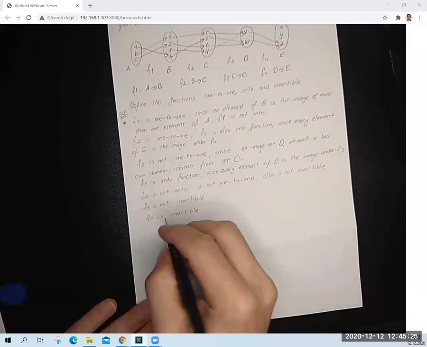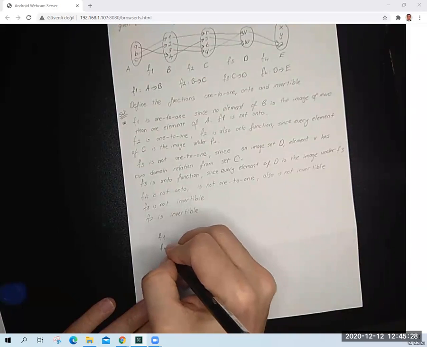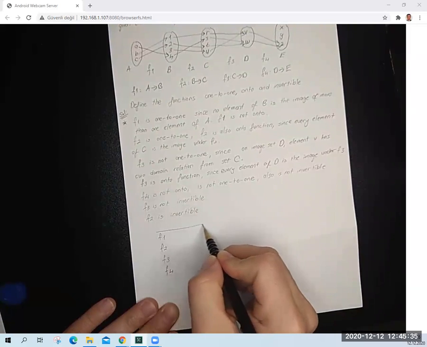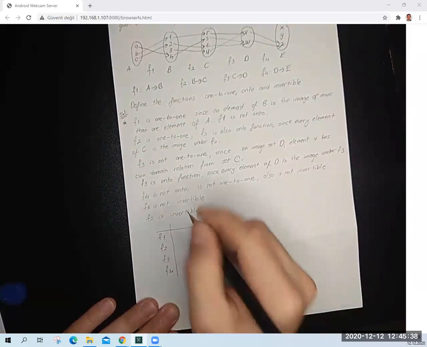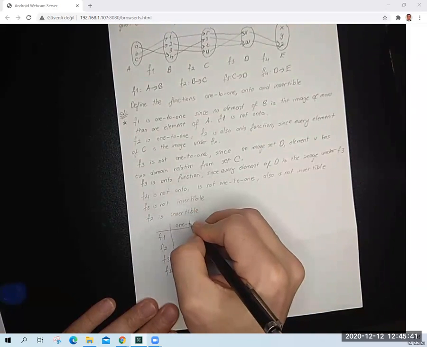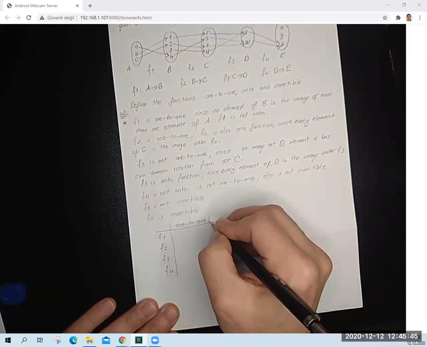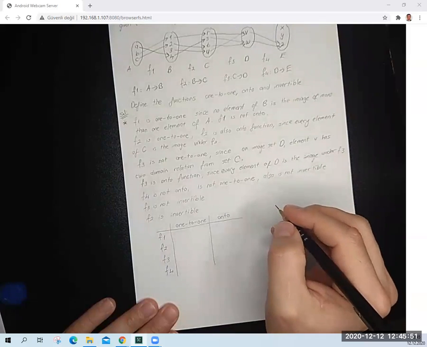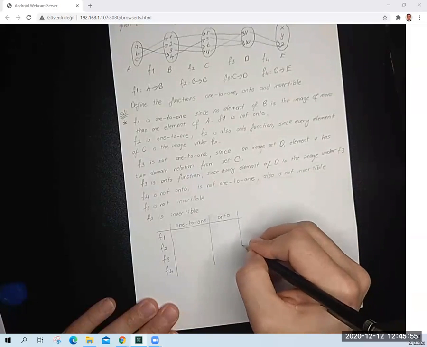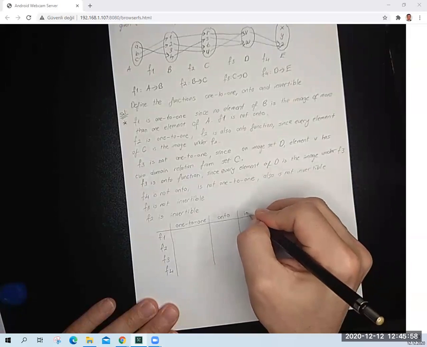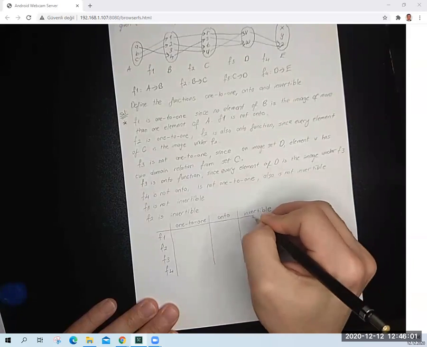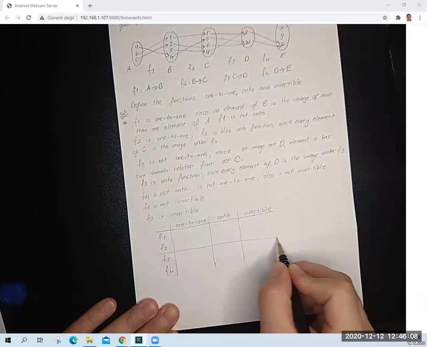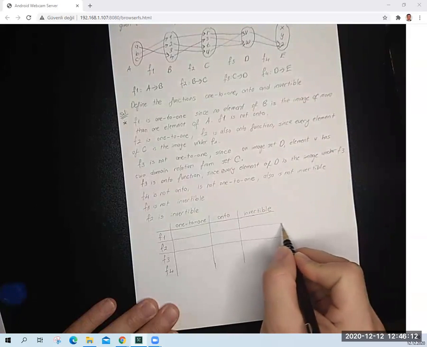Okay, let's write the table. F1, F2, F3, F4. So please help me to fill that table. And we have one-to-one, and I have onto here, and last one as invertible or reverse of F. Okay, let's fill together. Okay, make it here as two pieces and again and again.